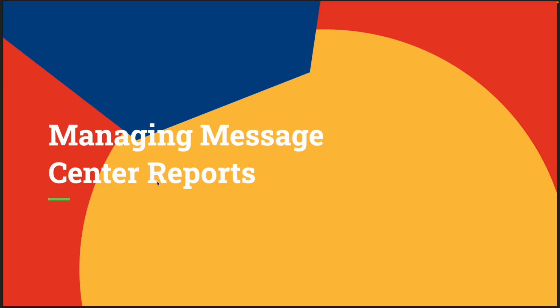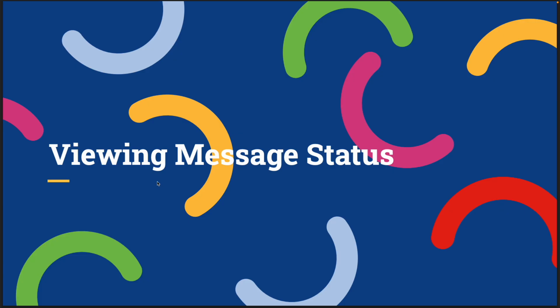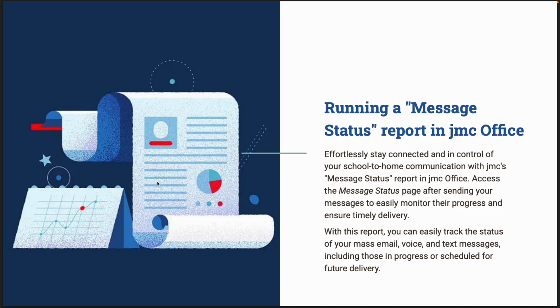All right, moving on. We're going to talk about managing Message Center reports now. Viewing message status. Effortlessly stay connected and in control of your school-to-home communication with JMC's message status report in JMC Office. Access the message status page after sending your messages to easily monitor their progress and ensure timely delivery. With this report, you can easily track the status of your mass email, voice, and text messages, including those in progress or scheduled for future delivery.